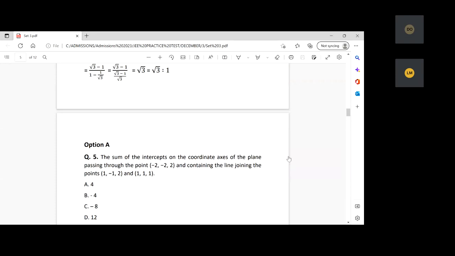Yes, Srihari, the answer for the previous question is correct. It's √3:1. Now I think it's clear for everybody. You can just think on how you're going to solve this question.